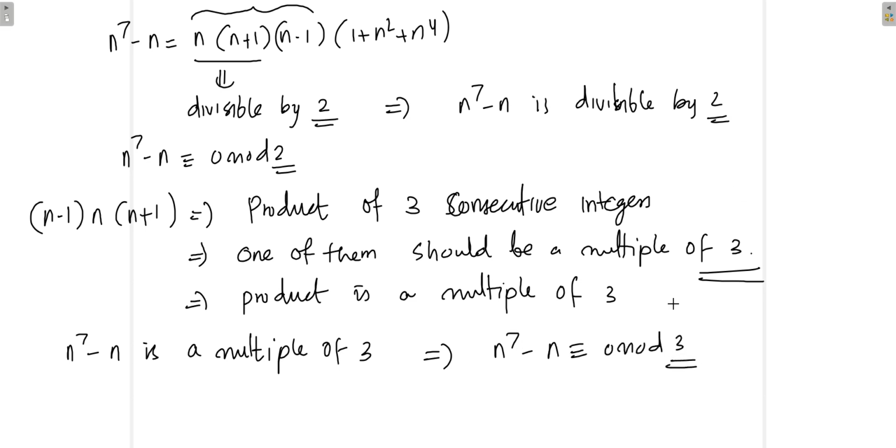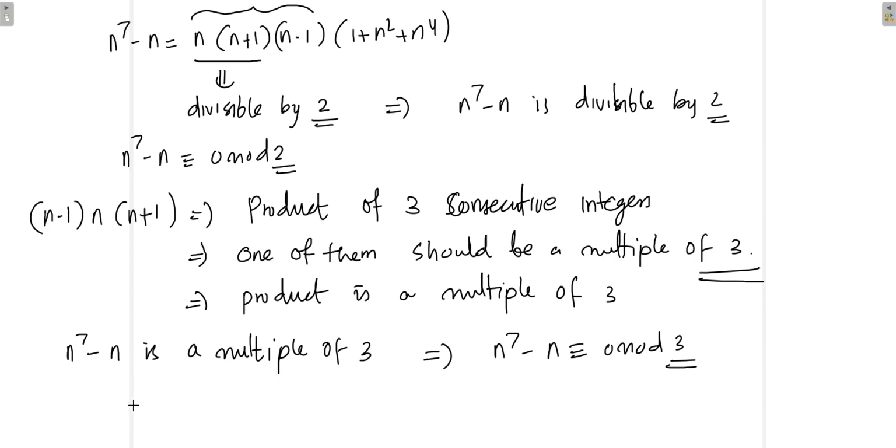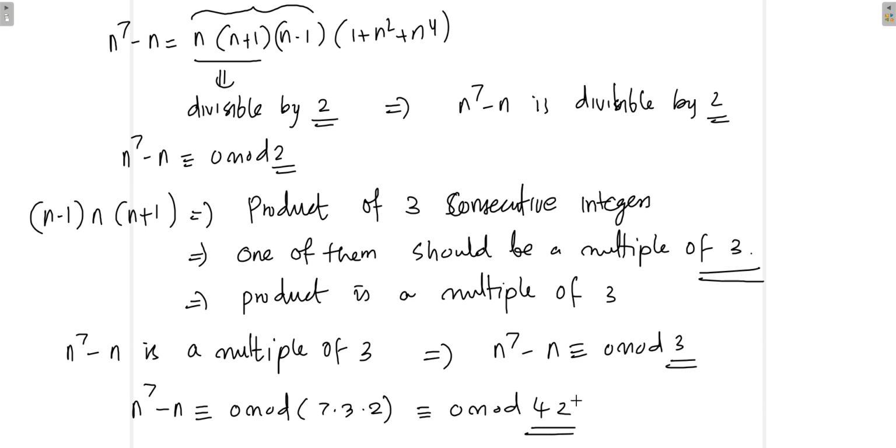അപ്പോൾ ഇത് 3 ആയി. n raised to 7 minus n is divisible by 2, n raised to 7 minus n is divisible by 3, n raised to 7 minus n is divisible by 7. Okay, so ഇത് മൂന്നും കൂടെ ചേർത്ത് എഴുതുമ്പോൾ that is n raised to 7 minus n is congruent to 0 mod 7 into 3 into 2. That is congruent to 0 mod 42. Okay, that is 42 divides n raised to 7 minus n.